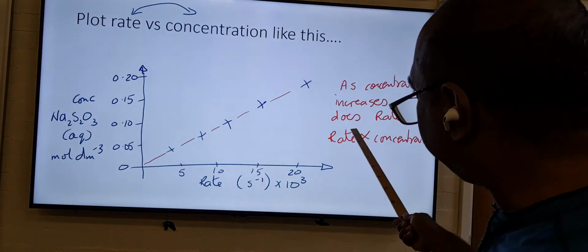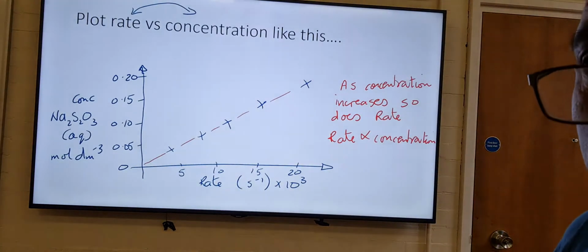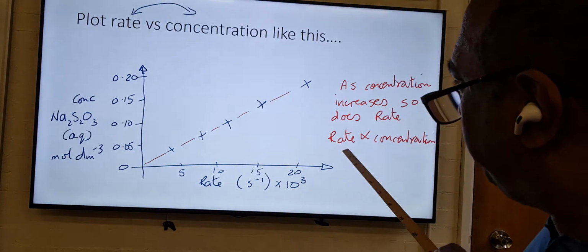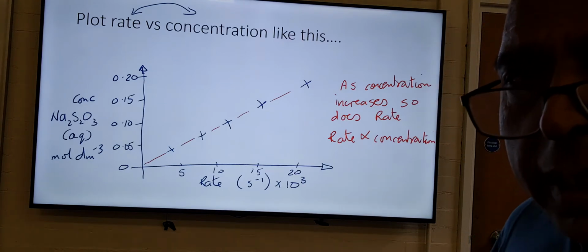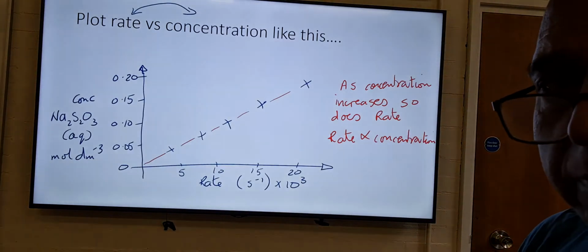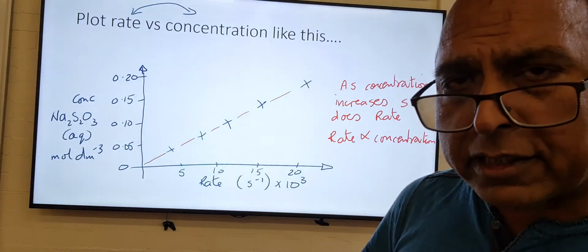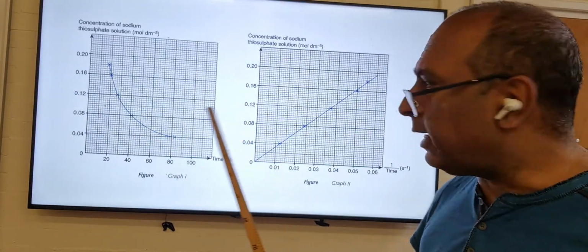So I would say that first observation, as concentration increases, so does rate, is valid, but that rate is directly proportional to concentration is more sophisticated and a better expression mathematically of how these two variables are linked in this experiment.